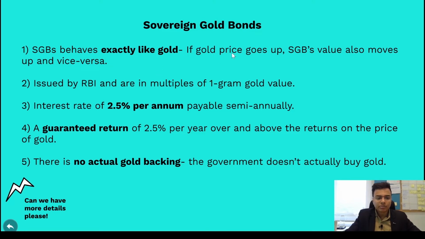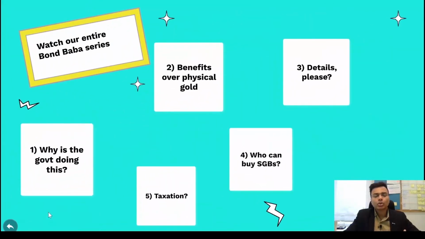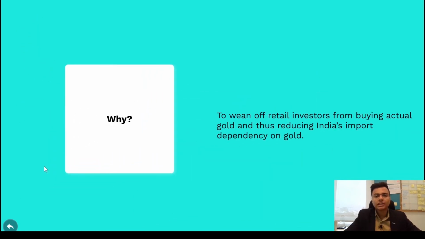Now let us look at a couple of more points. Why is the government doing this? Like, what is the rationale behind launching the sovereign gold bond scheme? What is the incentive for the government here? See, even if you don't know much of the economics, you should know this. If a country's exports are more than its imports, the country's GDP goes up, the country's GDP grows. This is a very basic way of understanding how things work in the economy. But for this discussion, this will work.